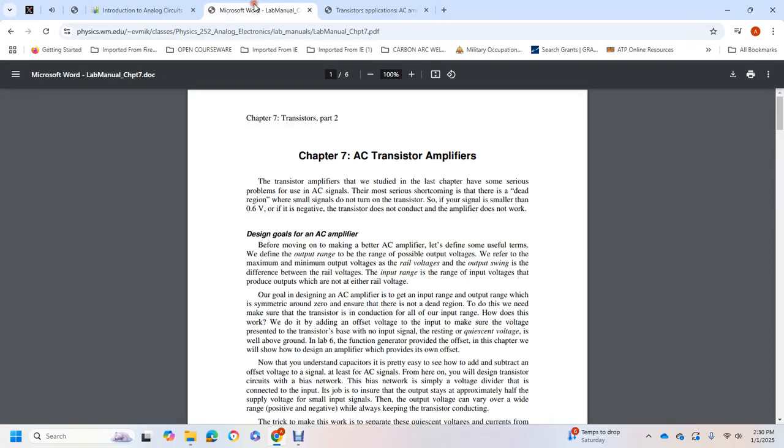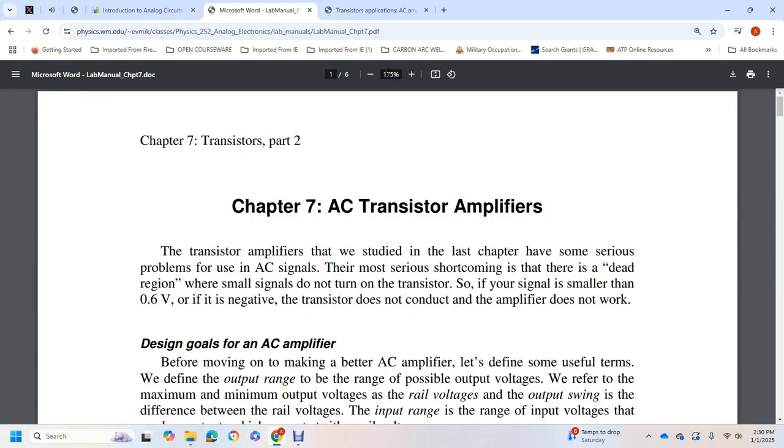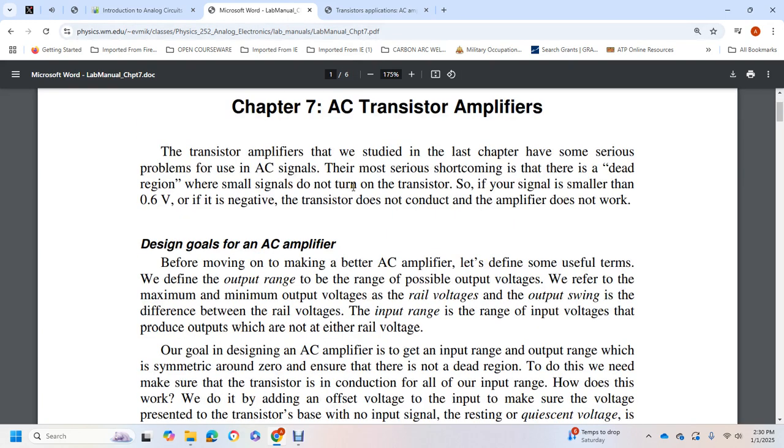And now we'll move on to chapter 7, which is 6 pages. Alright, the transistor amplifier study for the last chapter. Some of the serious problems with the AC signal: the most serious shortcoming is the dead region, in which small signals do not turn on the transistor. Some of the signal is smaller than 0.6 volts. If it is negative, the transistor does not conduct and the amplifier does not work. That is the design goal for an AC amplifier.